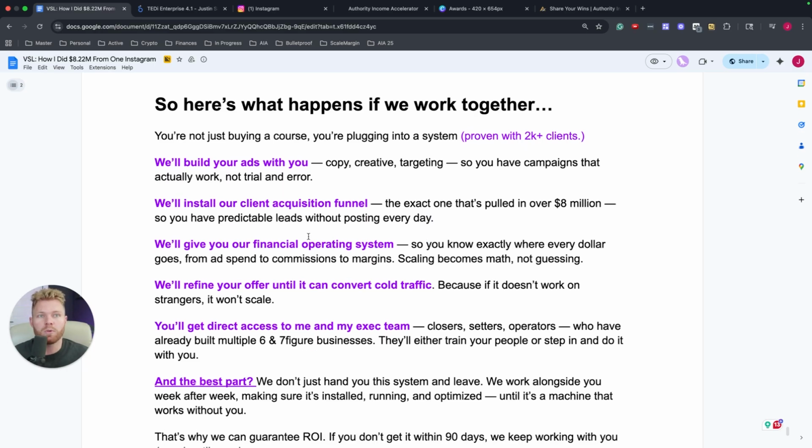We know what works and what doesn't work. We'll give you our financial operating system so you know how to manage margin the right way. You know exactly where every dollar goes, from ad spend to commission to understanding the entire margin, because scaling becomes math, not guessing.